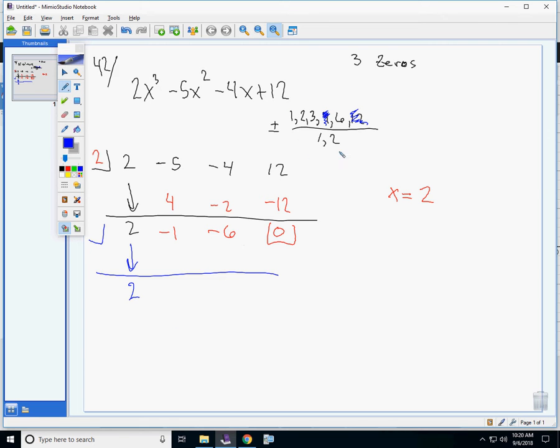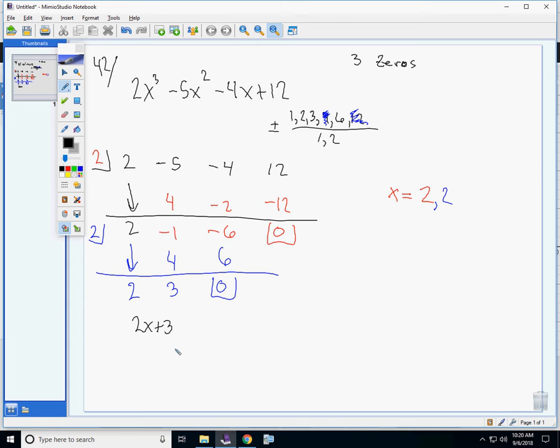So I can try any combination of these. I'm just going to try 2 again. So 2 times 2 is 4, that makes 3. 2 times 3 is 6, that makes 0. So I got another 2 as my answer. Now I'm left with a 2x plus 3.